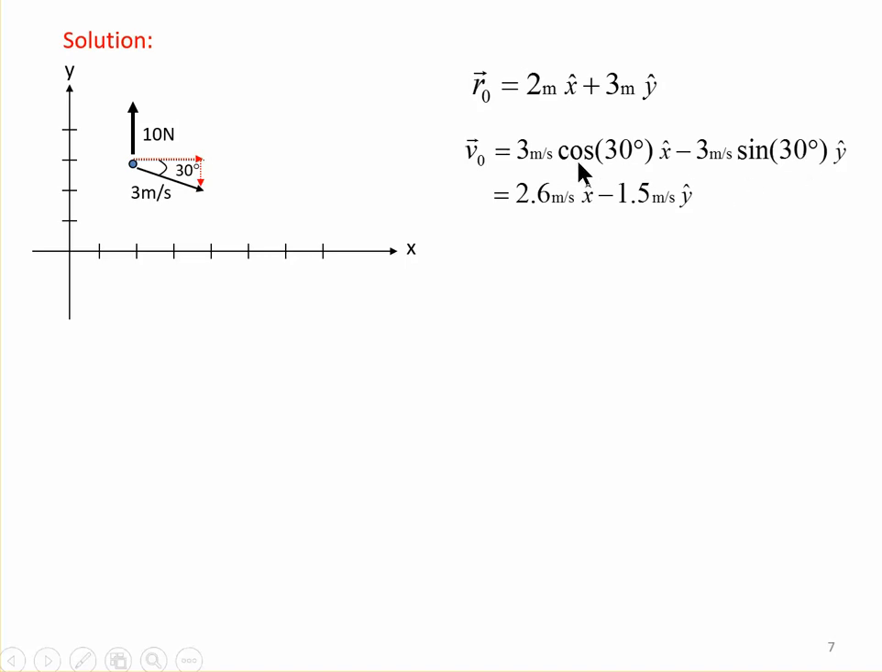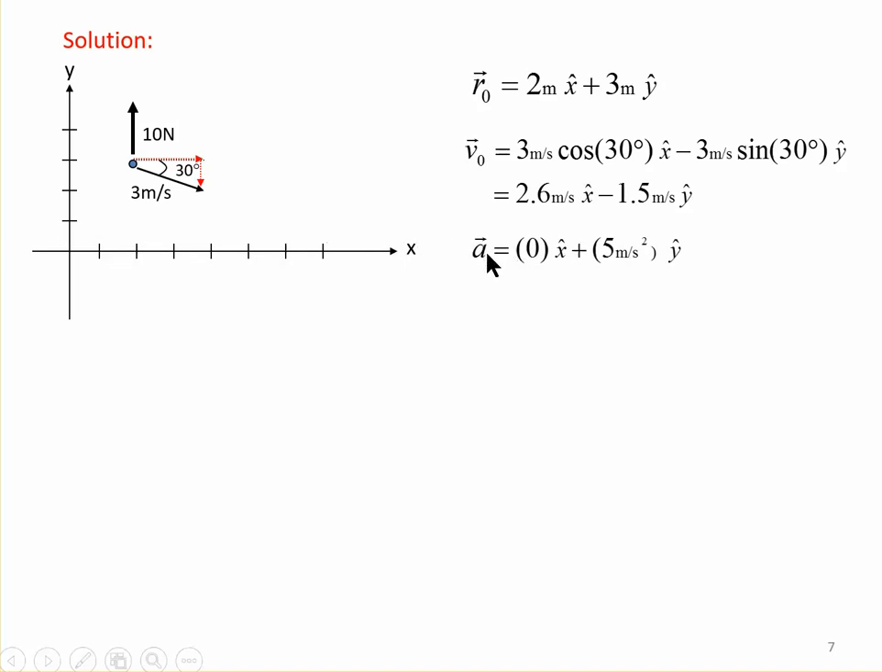If we plug in numerical values for cosine of 30 and sine of 30, this just becomes the following. The initial velocity of the particle is moving 2.6 meters per second to the right and simultaneously moving 1.5 meters per second downwards. That's what this vector is right there. The idea is we want to break up all the vectors into their x and y components.